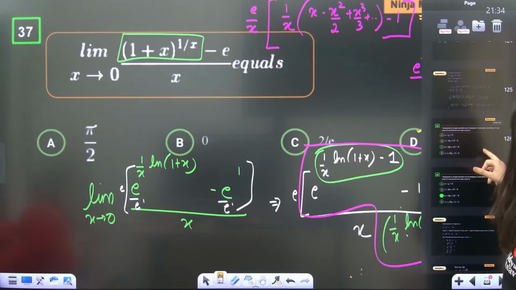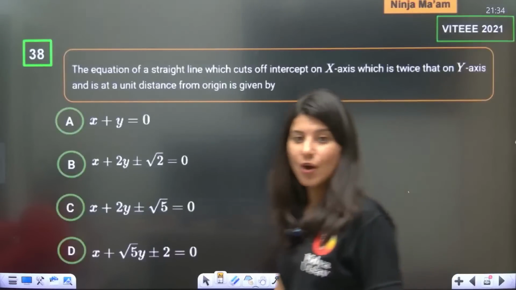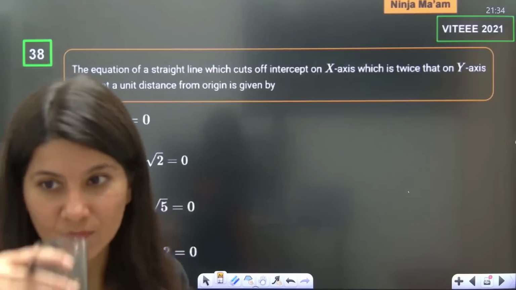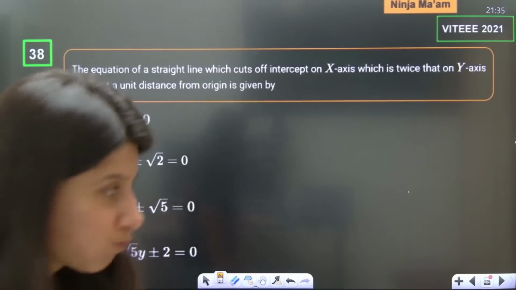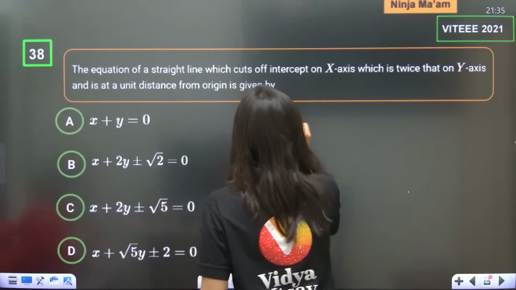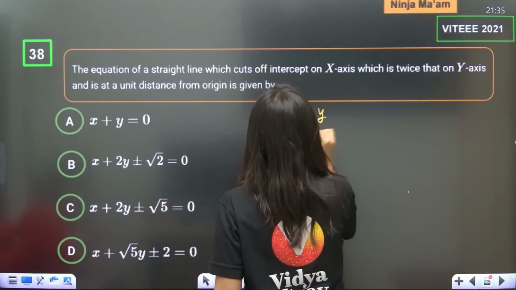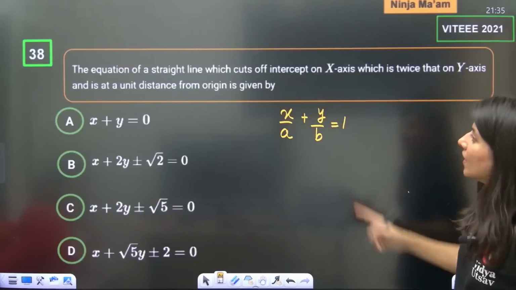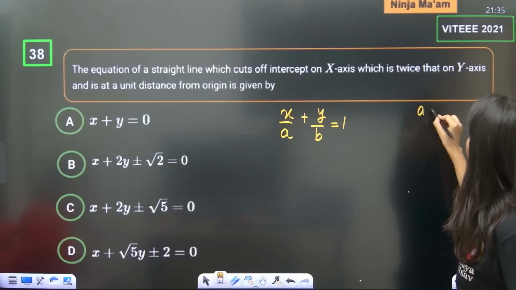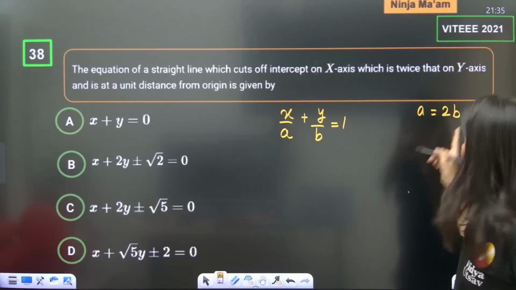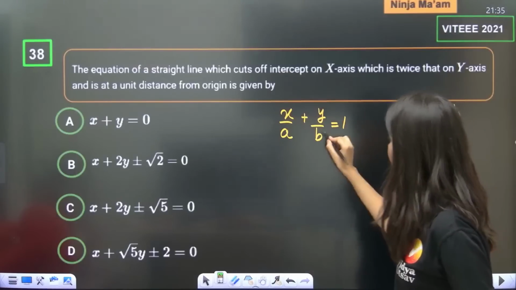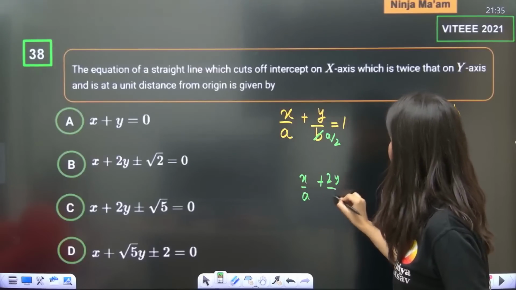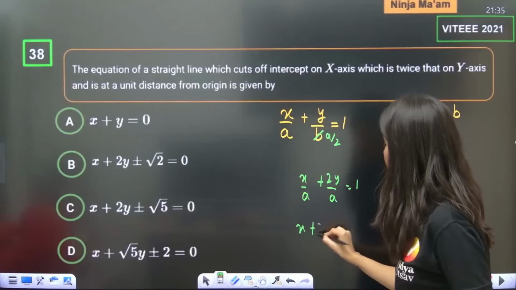The next question on your screen: the equation of a straight line which cuts off intercept on x-axis, X-intercept is twice that of Y-intercept. We'll assume double intercept form, my dear students. X-intercept is A, Y-intercept is B. So B is equal to A by 2, correct? So x upon a plus 2y upon a is equal to 1, or x plus 2y is equal to a is the equation.